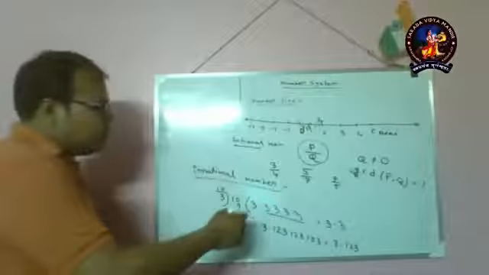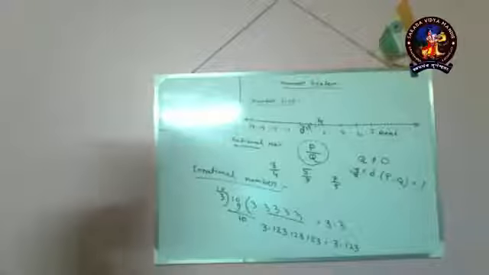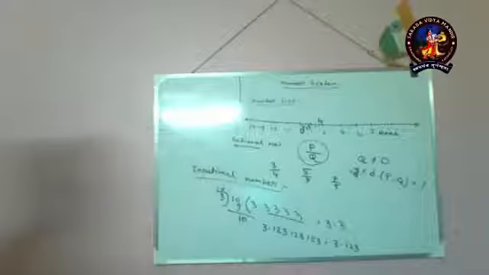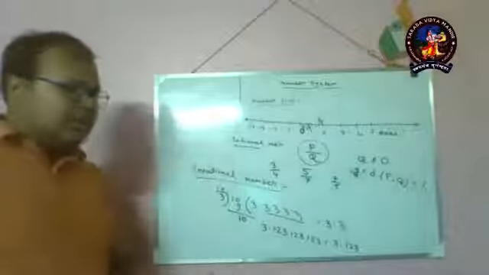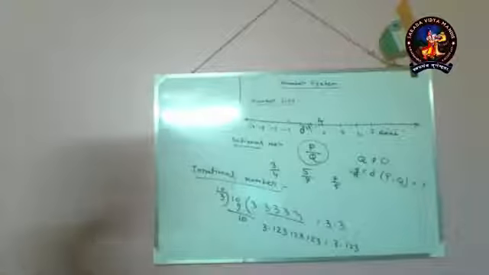So no repetition will be there. Every time you will get a new digit, a new set of digits. So that is called the irrational number. The definition of the irrational number is the numbers whose decimal expansion is non-terminating as well as non-recurring. They are called irrational numbers.